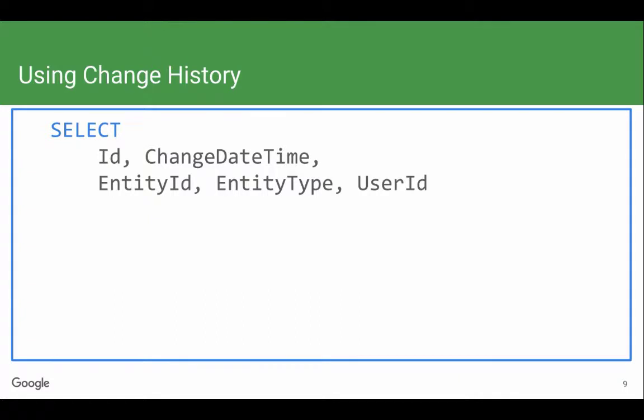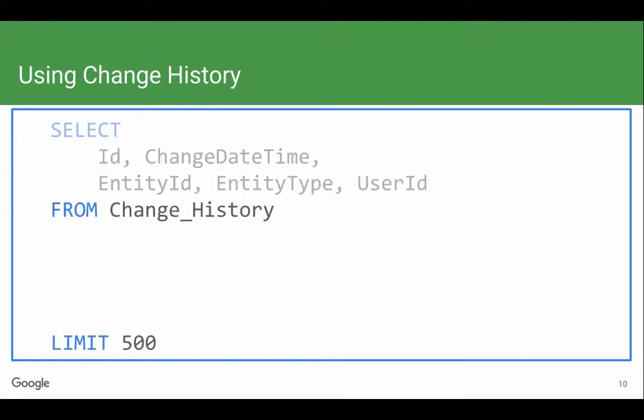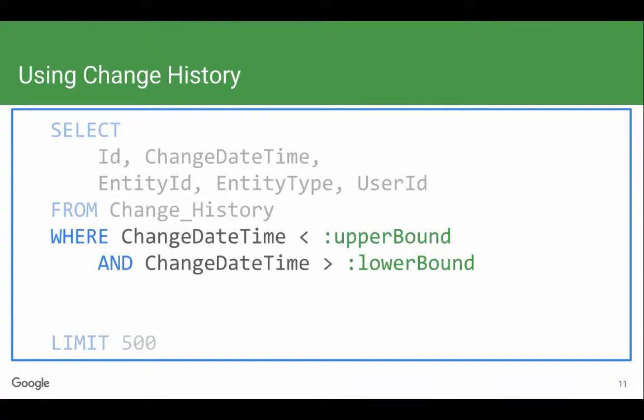So what does an actual valid query look like? It's going to be our standard select from where. So the select, we're going to select all of those columns that I already showed you, ID, change date time, etc. From change_history, limit 500. So you should always include a limit in your queries no matter what service or table you're reading from. It's not going to work if you try and dump out all of the change history in a single request. And you'll actually get a syntax error from the change history table if you don't include a limit. So we'll limit by 500 entities.